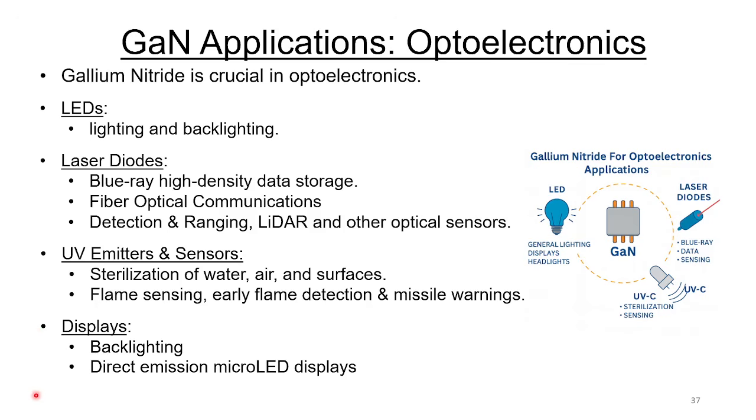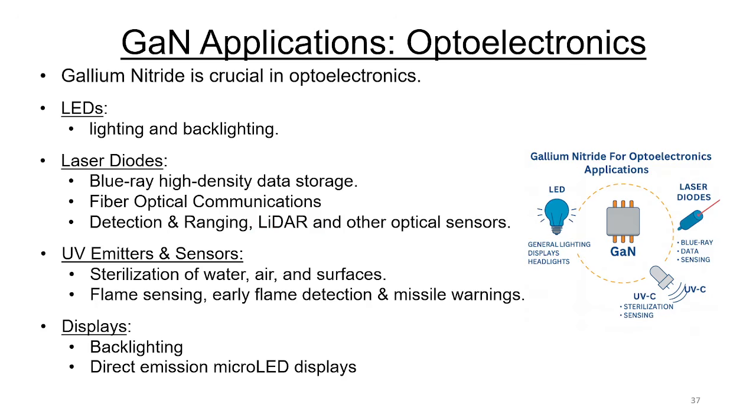Now I'd like to spend a little time talking about gallium nitride applications. The first application is one we've already hit upon, optoelectronics. It turns out gallium nitride is a crucial element in optoelectronics, basically for LED lighting and backlighting. It's also used in laser diodes and Blu-ray players, and that gives you high density and high data storage. Fiber optic communication, and it's also used in detection and ranging. That's LiDAR and other optical sensors. And LiDAR is extensively used in autonomous electric vehicles now.